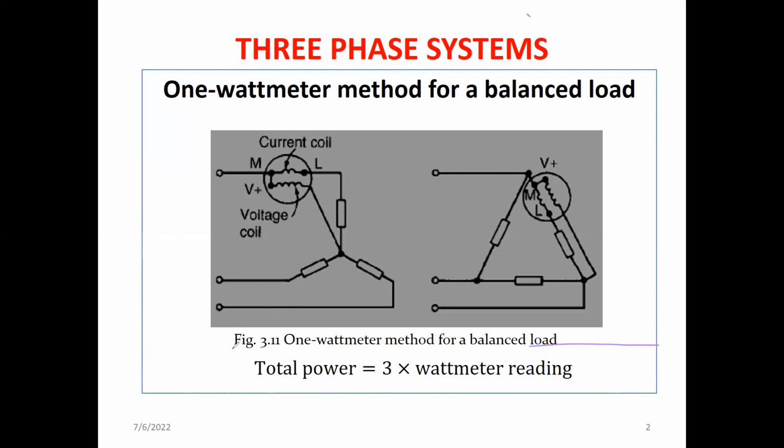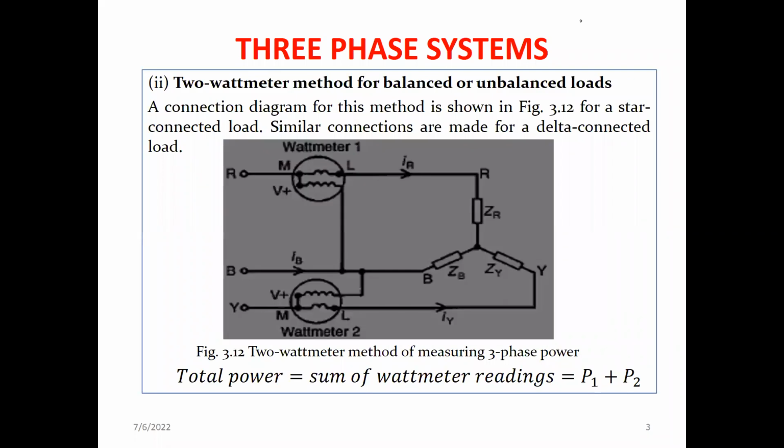Moving on to our next method, the two-wattmeter method for balanced or unbalanced loads. A connection for this method is shown below. This is the connection of the two-wattmeter method. Similar connections are made for a delta load.